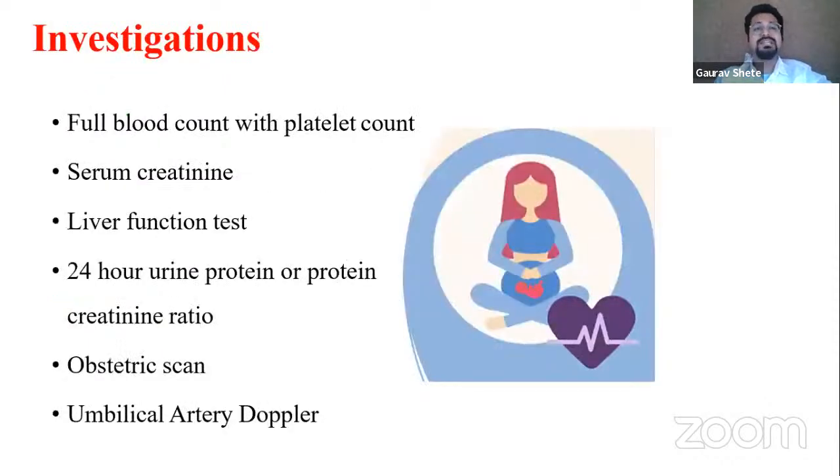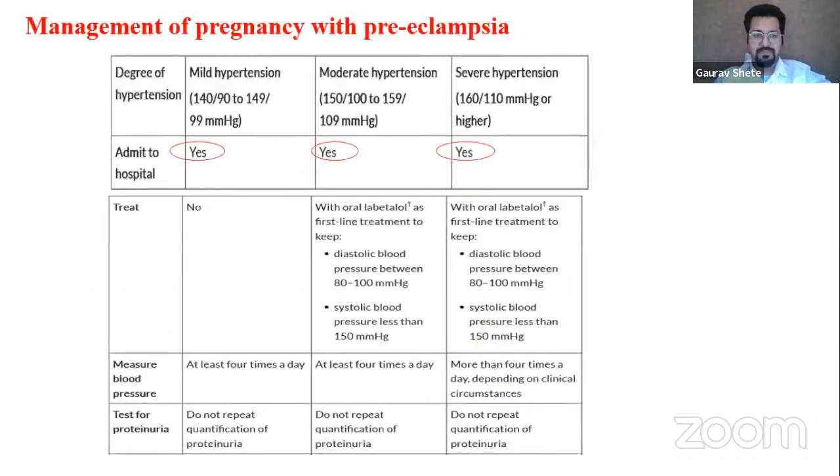Then, what are the investigations that you have to do in such kind of cases? So, there is full blood count with platelet count, LFTs, RFTs, 24 hours urine output. Then obstetric scan and uterine artery Doppler.